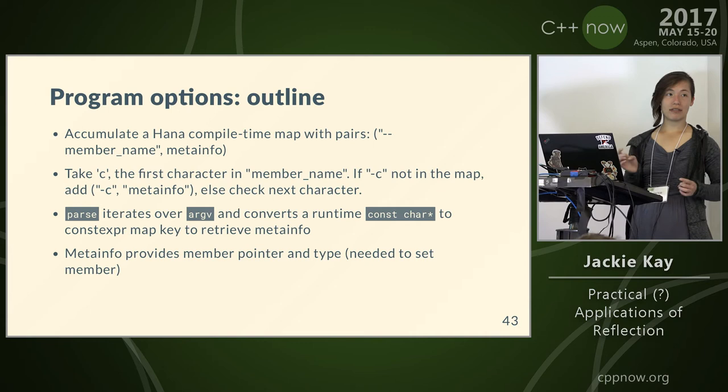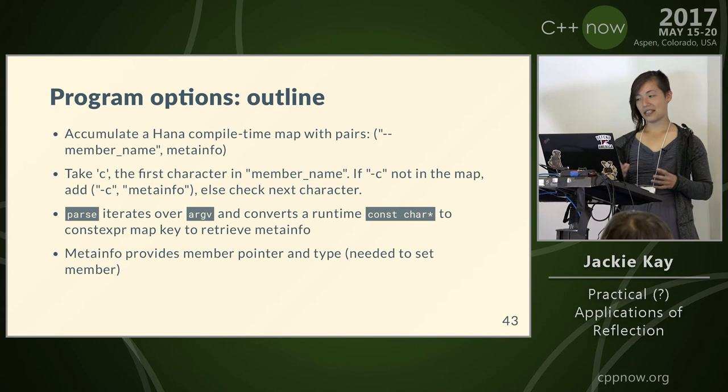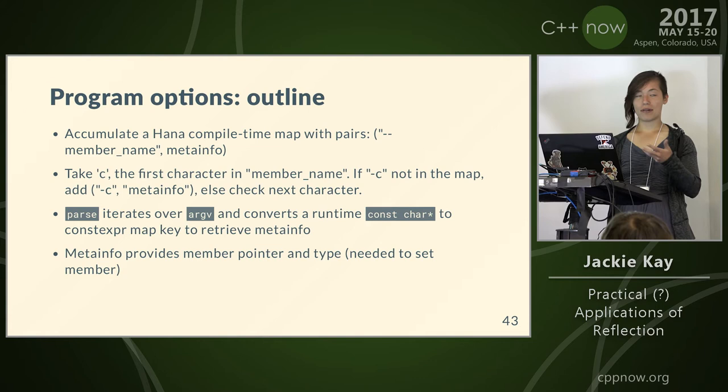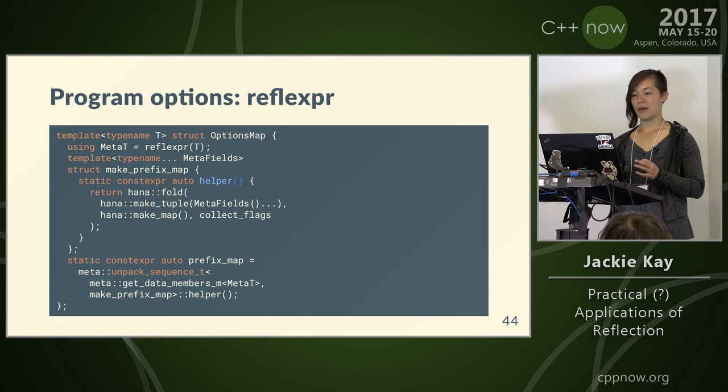At runtime, the parse function is going to iterate over argv. We're going to do the same thing we did before, where we have to convert a runtime determined string, in this case a C-style string, into a constexpr string to index into the map to get the information about how to set the value in the program options struct. This is the basic part of the implementation using the reflexpr API. I haven't pictured this collect flags lambda, which is doing exactly what I just said.